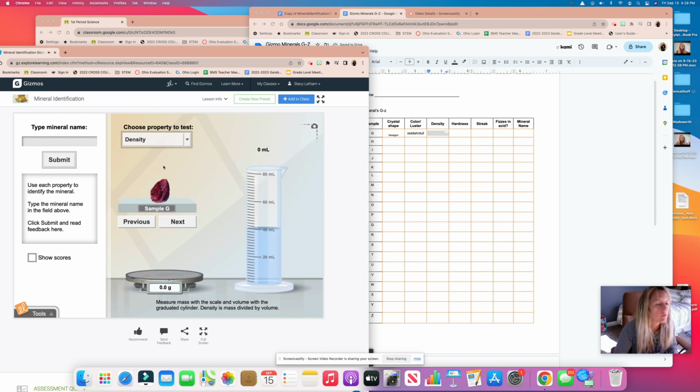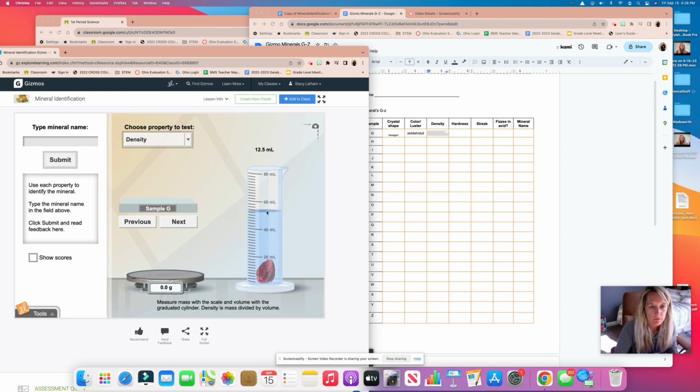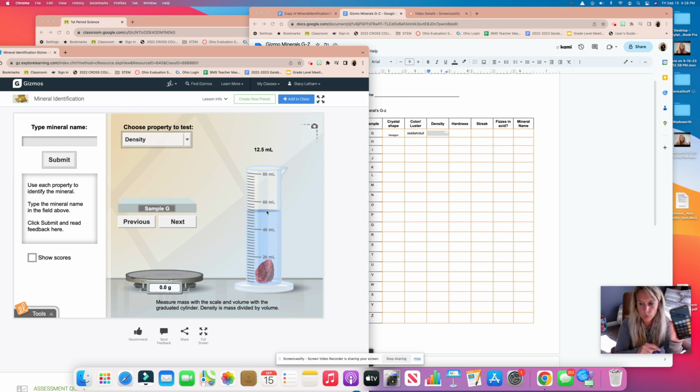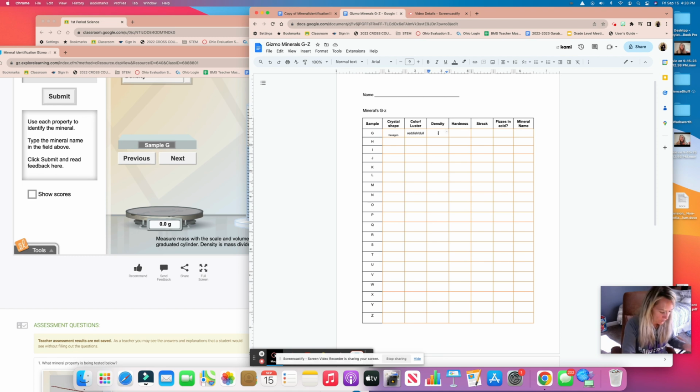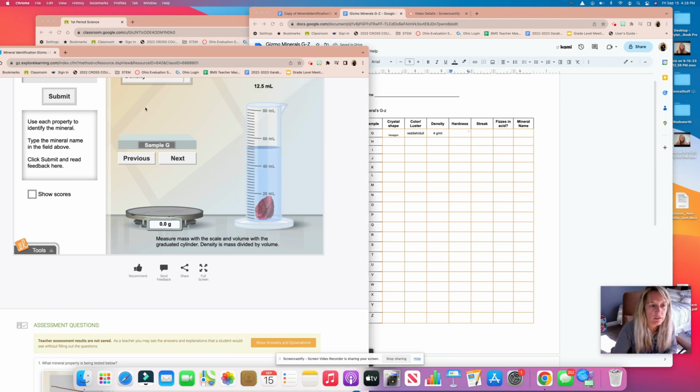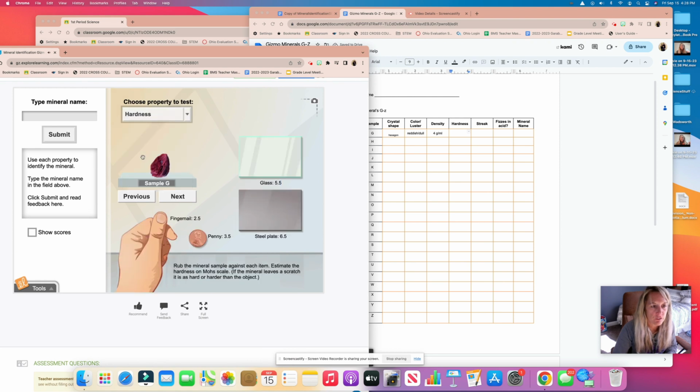All right, the next one, density. We got to get the mass, which is 50 grams divided by the volume of 12.5. We get a 4. So our density is 4 grams per milliliter. All right, next we're going to get the hardness.